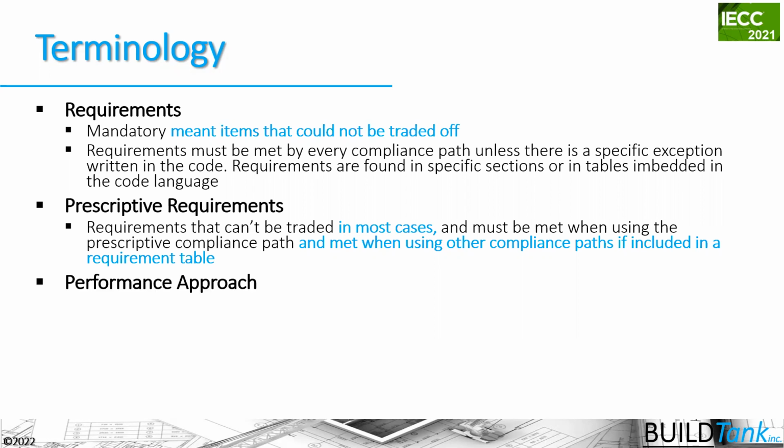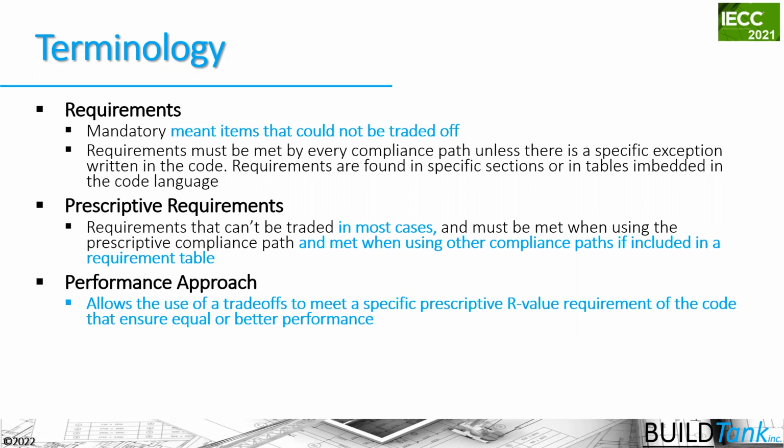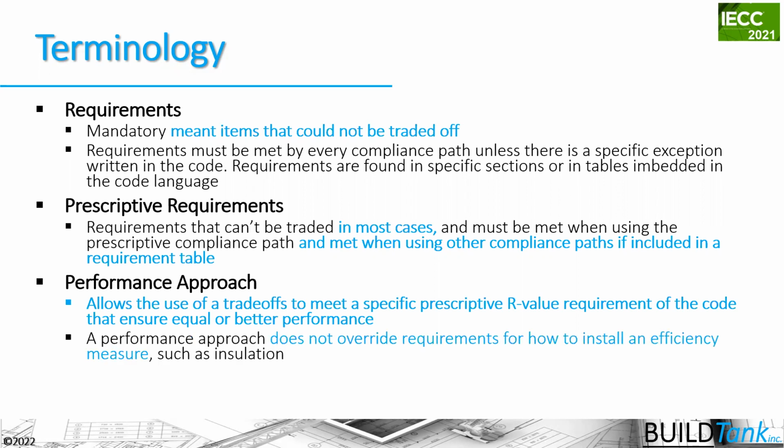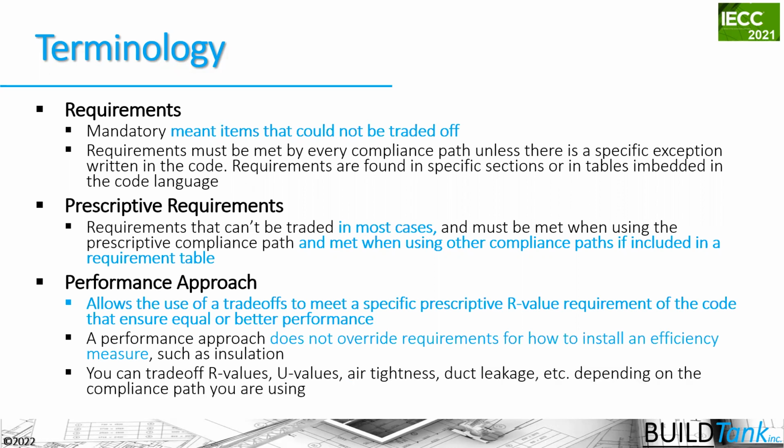So that leads us to the performance approach, which allows the use of trade-offs to meet specific R-value requirements of the code that ensure equal or better performance. And the performance path does not override the requirements of how to install efficiency measures. So in essence, you can trade off R-values and U-values, and depending on the compliance option that you use, you might also be able to trade off air tightness and duct tightness and those types of things.